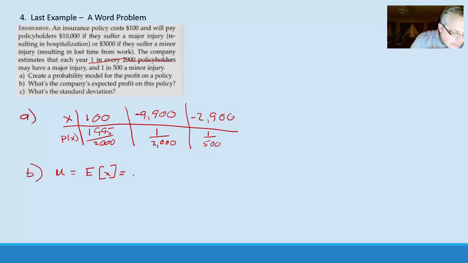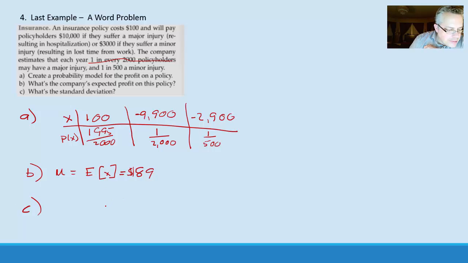Okay, stat, calc, 1 variable stats. Okay, I entered it and came up with these values. Now I just have to read it off. On average, it turns out that they make $89 profit per person. Okay, so that's not bad. So even though sometimes we have to pay out the big bucks for a major injury or a minor injury, the average they're going to make in the long run is $89 per person. Otherwise, they wouldn't stay in business.